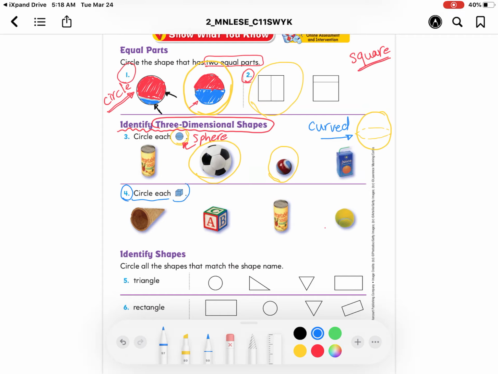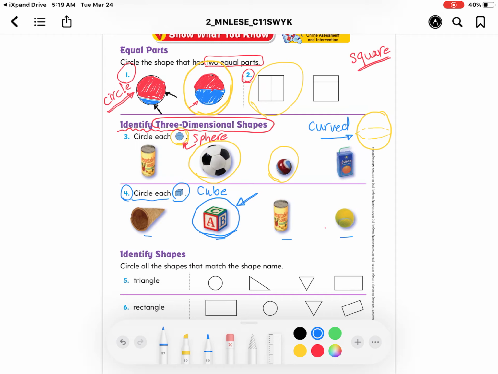Question number 4. Circle each. What is this shape? Excellent. We call this shape cube. Now, which shape of those 4 shapes looks like a cube? Amazing! Good job, boys and girls. Of course, the wooden block. Now, what about the cube? Does it have curved surface or flat surface or both?